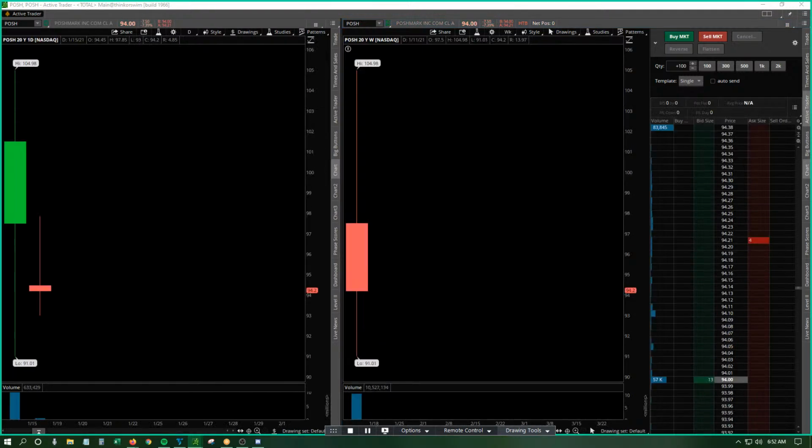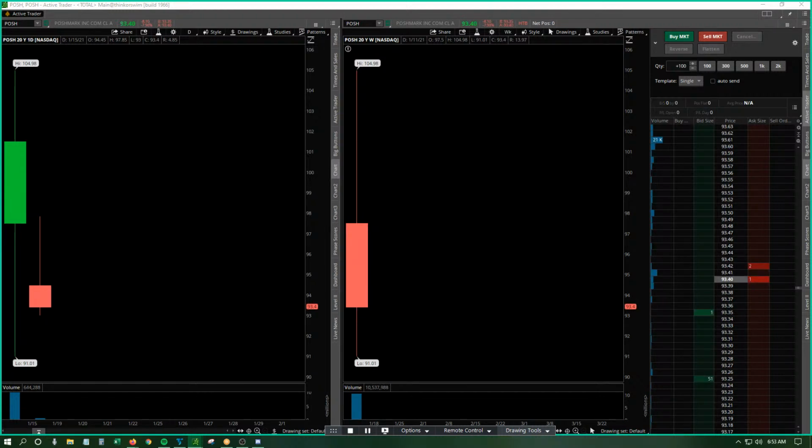Poshmark that IPO'd yesterday. Oh, and this thing has opened lower. Not much to say on that unless you go down to smaller time frames. Nothing really to see.